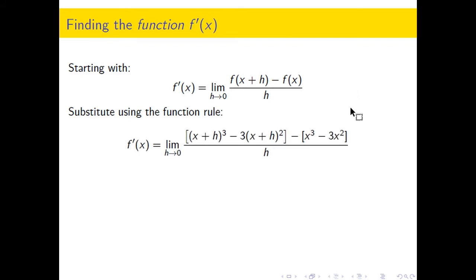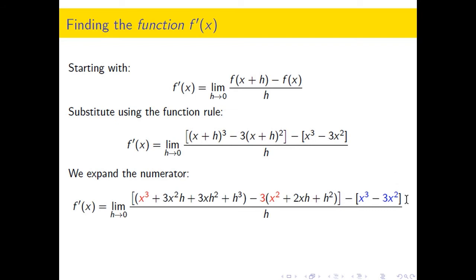So we're going to start with this formulation, the limit as h goes to 0 formulation. And the first thing we're going to do is we're going to substitute. So the function rule is x cubed minus 3x squared. So the first term in brackets here is just x plus h substituted in for x in the rule of the function. And then of course the second brackets here is just the rule itself, because that is f of x.